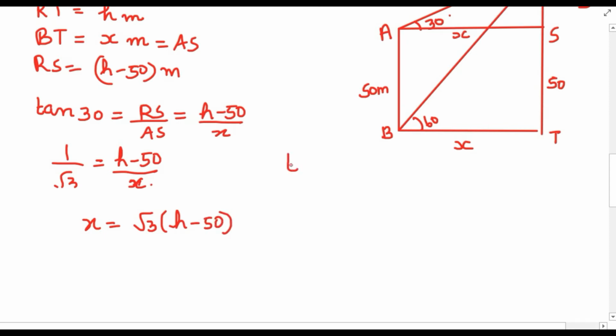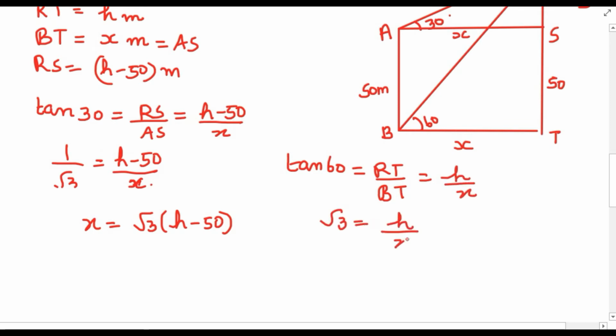In the same way we can find tan 60. Tan 60 is equal to the total height, that is RT, divided by BT, opposite side by adjacent side, h by x. Tan 60 is root 3, so root 3 equals h by x, and x will be equal to h by root 3. You can call this equation number 2 and the earlier one equation number 1.